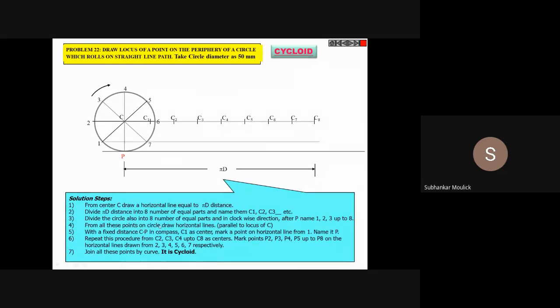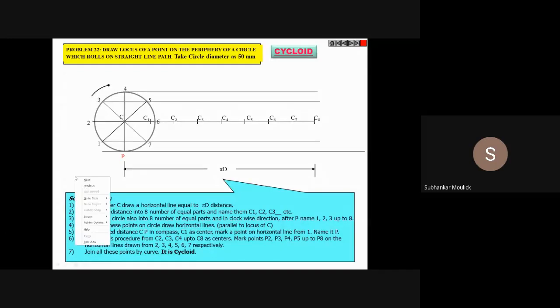Next, from 1 and 7, draw a horizontal line parallel to your initial tangent line. From 2 and 6, the central line has already been drawn, so no need to draw the line. From 3 and 5, draw a horizontal line parallel to the initial tangent line. From point 4, again draw a horizontal line parallel to your initial tangent line, of length equal to 2 pi r or pi d. Is it clear? Yes, sir.